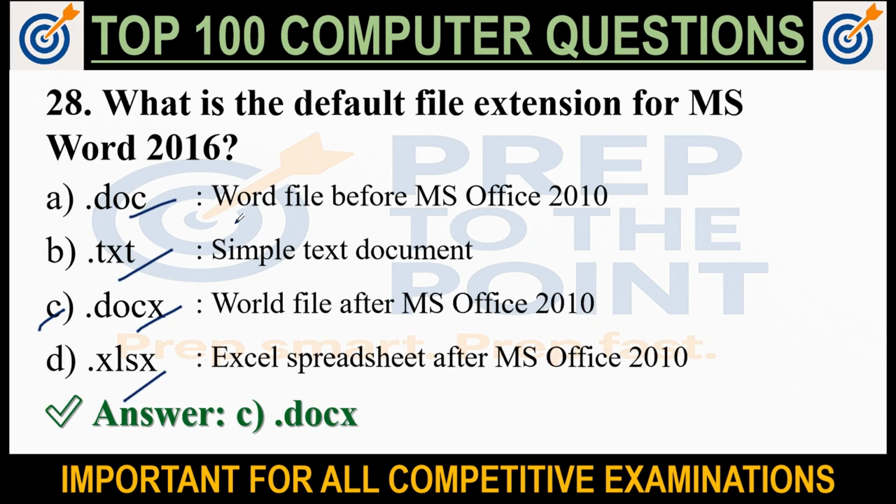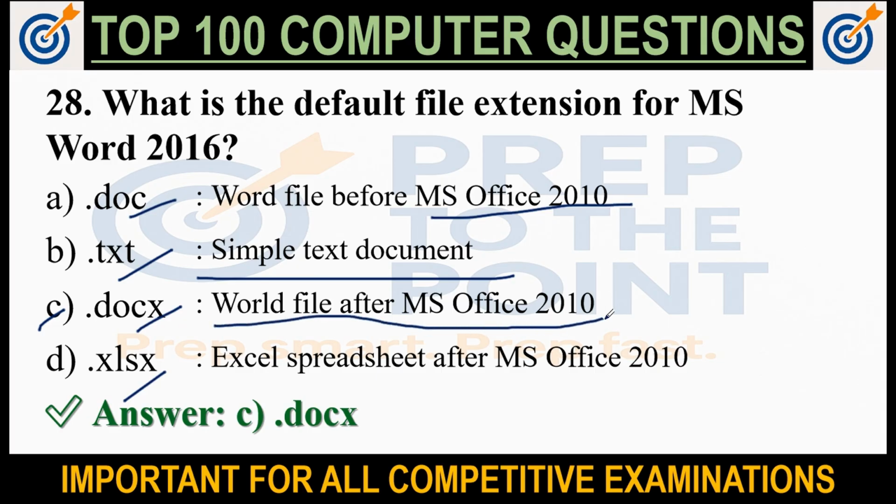.doc is the extension of Word file before MS Office 2010. .txt is the extension of simple text document. .docx is the extension of Word file after MS Office 2010, and .xlsx is the extension of Excel spreadsheet after MS Office 2010. Here file extension means whenever we give any name to a file, then after that name there is an extension like .doc, .txt. Those are called file extensions.